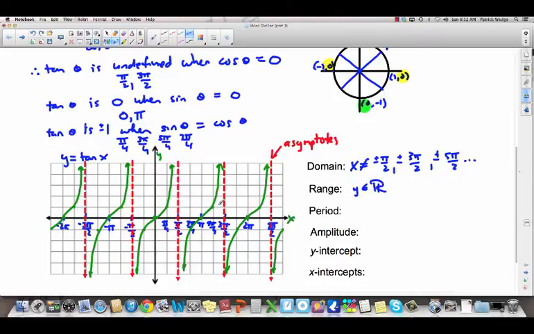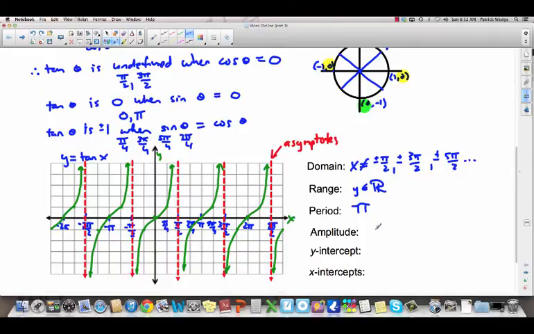The period. How often does it repeat? What's the distance between, I don't know, pi over 2 and 3 pi over 2? Because that's where it repeats, in that distance right there. Well, the difference between pi over 2 and 3 pi over 2 is 2 pi over 2, which is the same as pi. The period's pi. Remember, that's different than sine and cosine. Sine and cosine, the period was 2 pi.